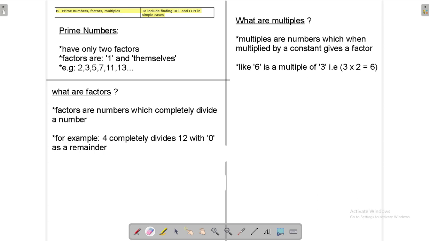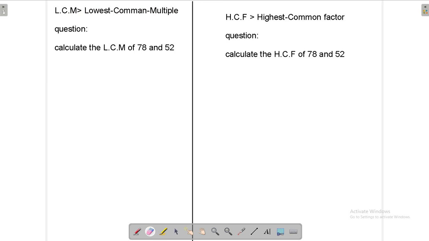Now let's go on to the next page and see what LCM is. LCM is called the lowest common multiple. So what is the lowest common multiple? First off, you consider two numbers, 78 and 52, and you see what the common multiple in them is. For example, taking the common multiple of 4.